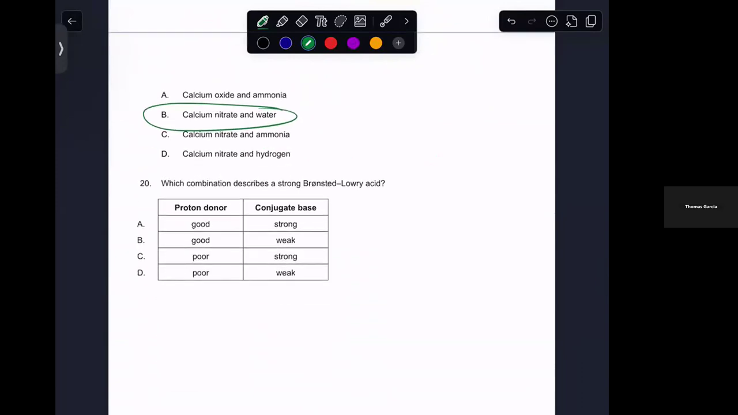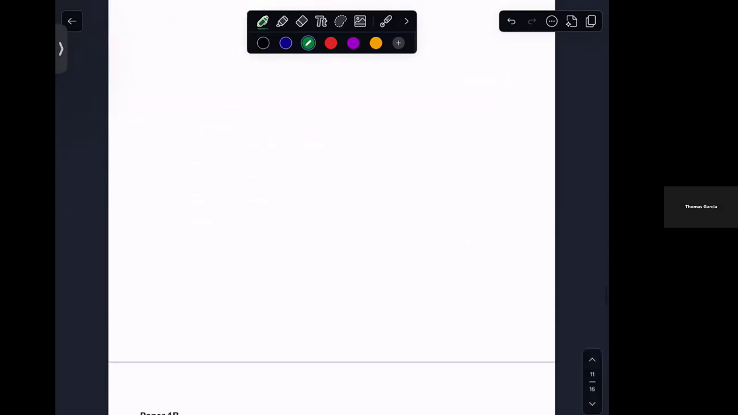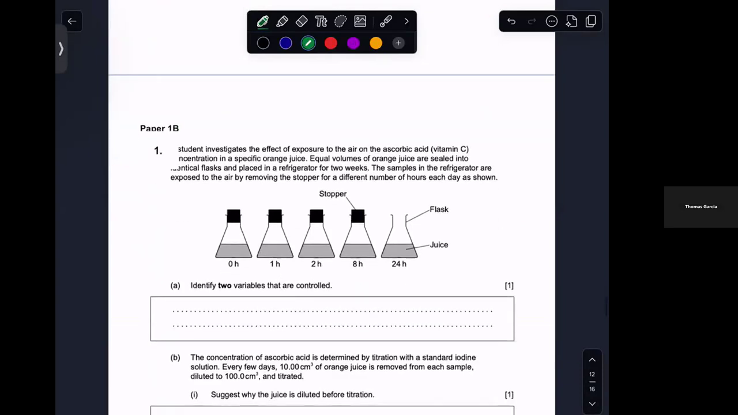All right, which combination describes a strong Bronsted-Lowry acid? So an acid donates a proton. So a strong acid would be a good proton donor. Therefore, if it's a very strong acid, it's going to be a very weak conjugate base. And our answer is B. All right, that's paper 1.